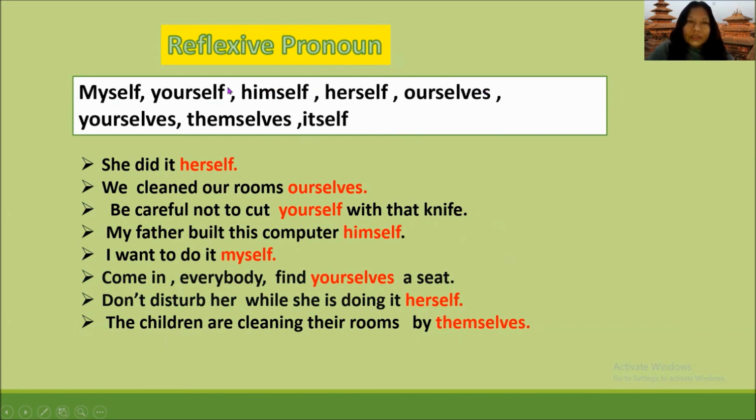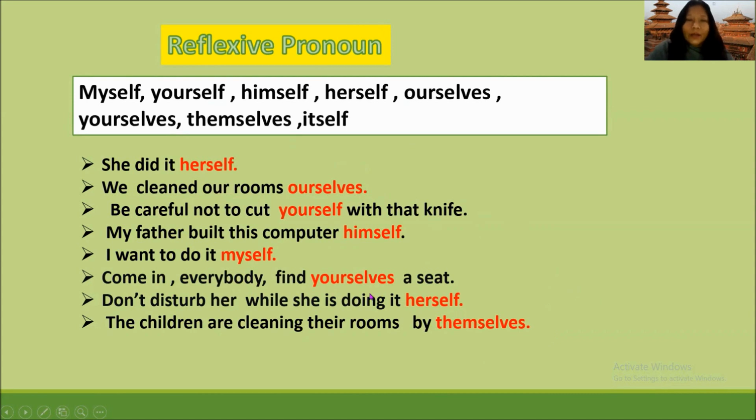And these reflexive pronouns, when these words usually come in end position, at that time they mean without help. For example, she did it herself means without anybody's help, she did it. We cleaned our rooms ourselves means without taking anybody's help, we cleaned our rooms. This is the meaning here. When they mean without help, they usually come at end position.